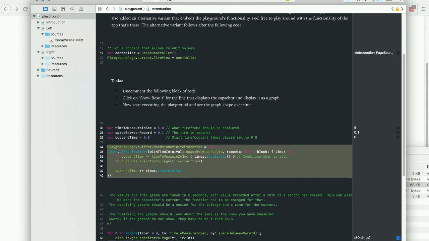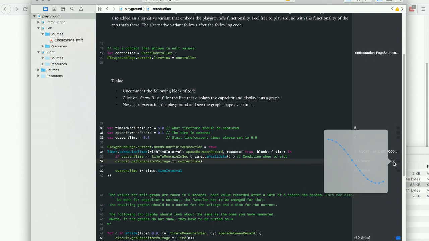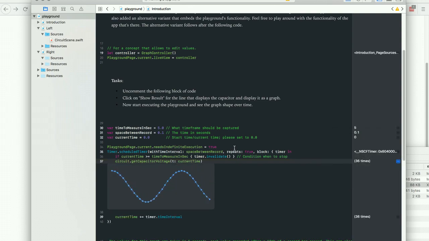So let's uncomment this, and here you see some code that needs indefinite execution, that we need for the timer that we have here, and then here you see that it invalidates, so the timer just stops at the point where it arrives at this value, so 5 seconds, and then here you see get capacitor voltage. You can also do that for the current if you wanted to. So if we click play and show it, here we can see it. That's what it looks like.